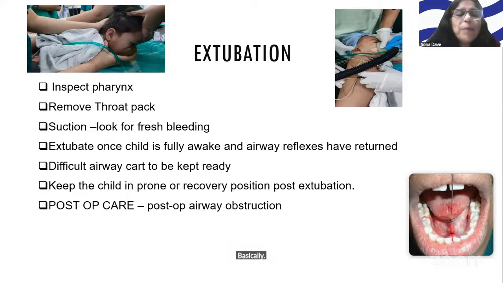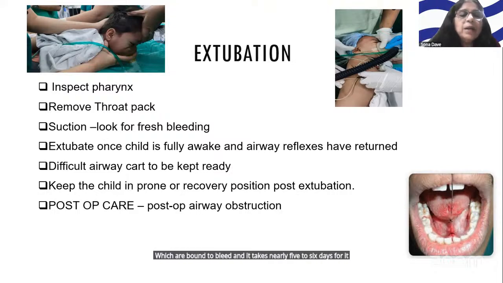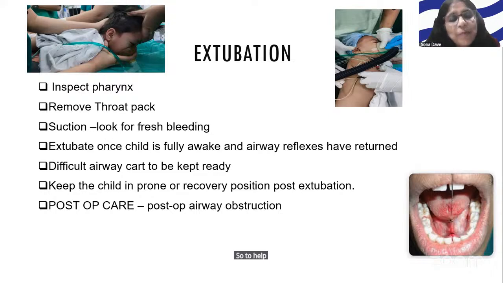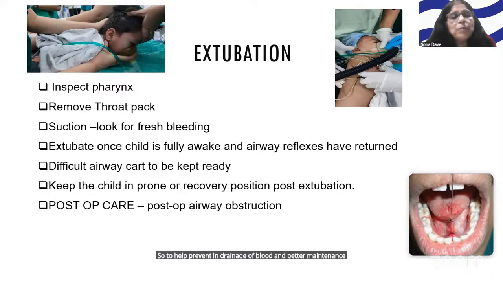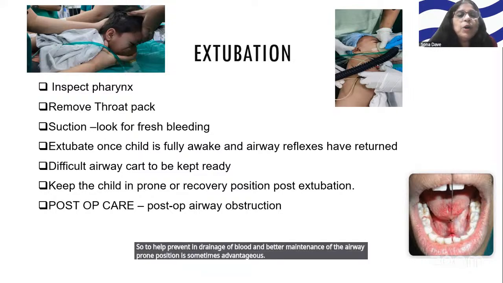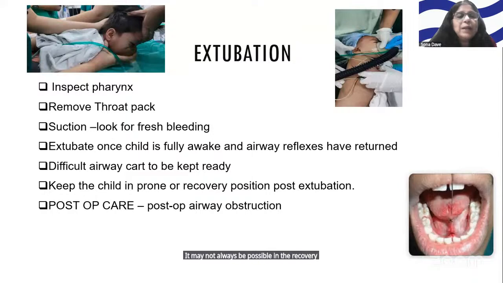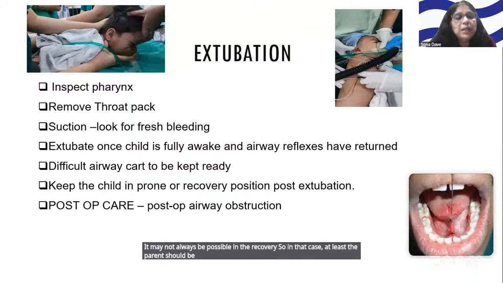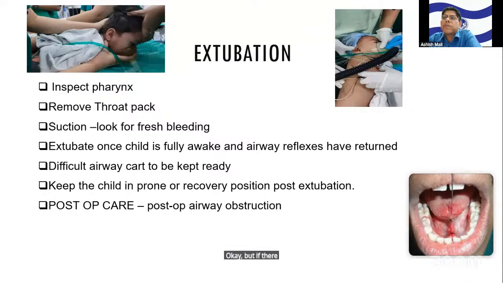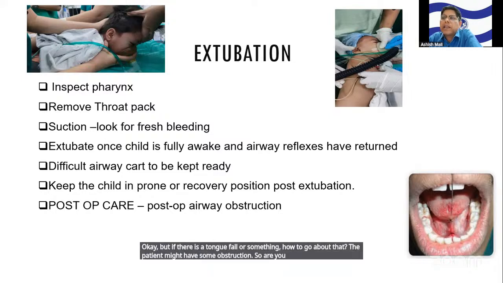Basically, they create mucoperiosteal flaps, which leave a lot of raw area that is bound to bleed, and it takes nearly 5 to 6 days to completely heal. So to help drainage of blood and better maintenance of the airway, the prone position is sometimes advantageous, but it may not always be possible in the recovery. In that case, at least the parent should be told to keep the child in the lateral position. Okay, but if there is a tongue fall or something, how do you go about that? The patient might have some obstruction. Are you going to take any care, tell the surgeon, or what are you going to do?